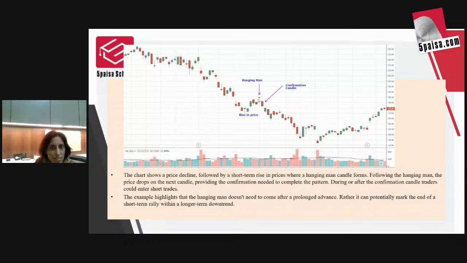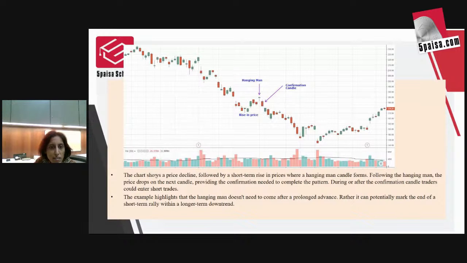Okay, and this is also what differentiates between a hanging man and a hammer. So in a hammer, what happens? By now you must have understood that a hammer takes place at the lower end, okay, whereas a hanging man is seen at the upper part of the price movement, so to say. So coming back to this chart again, we'll go back to the differentiation between hanging man and hammer.